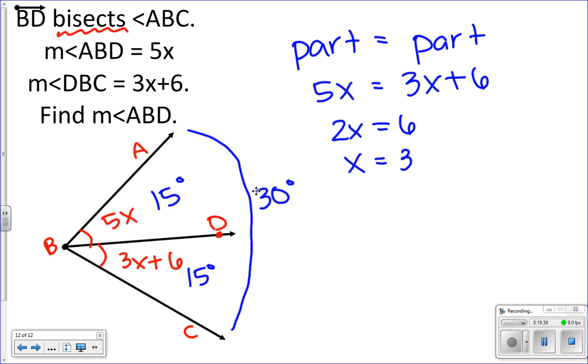On your homework, you need to pay very close attention because there are going to be some problems from today that are bisects or midpoint, and there are going to be other ones like last time that are just regular segment and angle addition problems. So pay very close attention to the wording we give you so that you know if you can set your parts equal or if not in that specific problem.